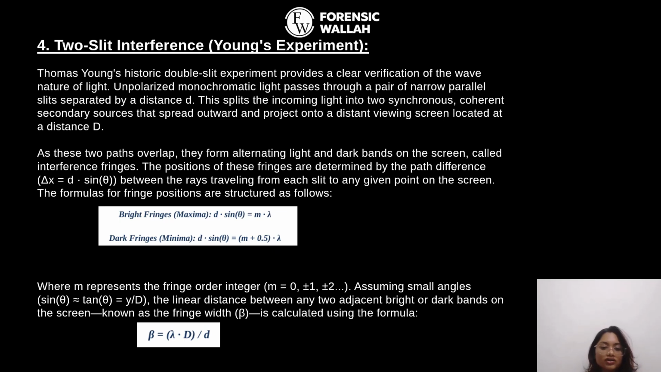between the rays traveling from each slit to any given point on the screen. On this slide, you can see the structural formula used to define these fringes' positions: for the bright fringes, that is constructive, and for the dark fringes, that is destructive, where m represents the fringe order integer, that is m can be 0, +1, +2 and so on. This elegant experiment provides irrefutable proof that light behaves as a wave, as particles would not behave this way when passing through two slits.